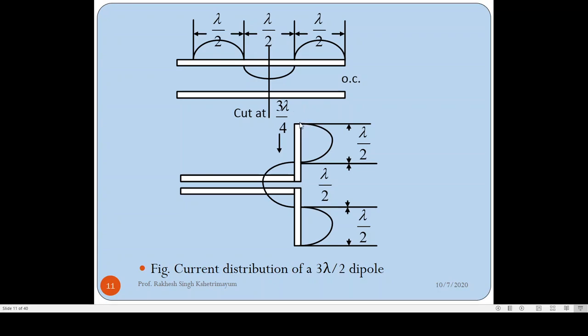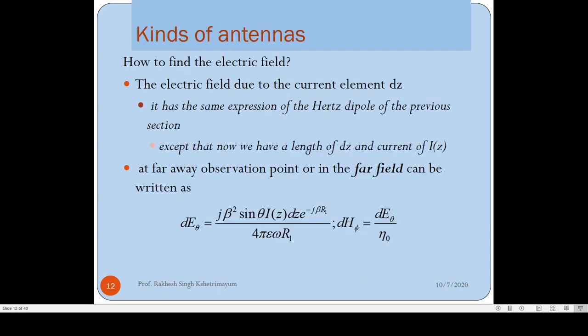So at the end you have 0, then positive maxima, then again 0 at lambda by 2, then again you have a negative minima here. So similarly for the lower portion, you cut it here, you bend it downwards. So the current distribution would be negative minima, then a 0 here, the positive maxima here, and a 0 here. So you can easily draw the current distribution from this heuristic process. And that way, just looking at the antenna structure, you will be able to say what the current distribution of the antenna is without doing any mathematical derivation.